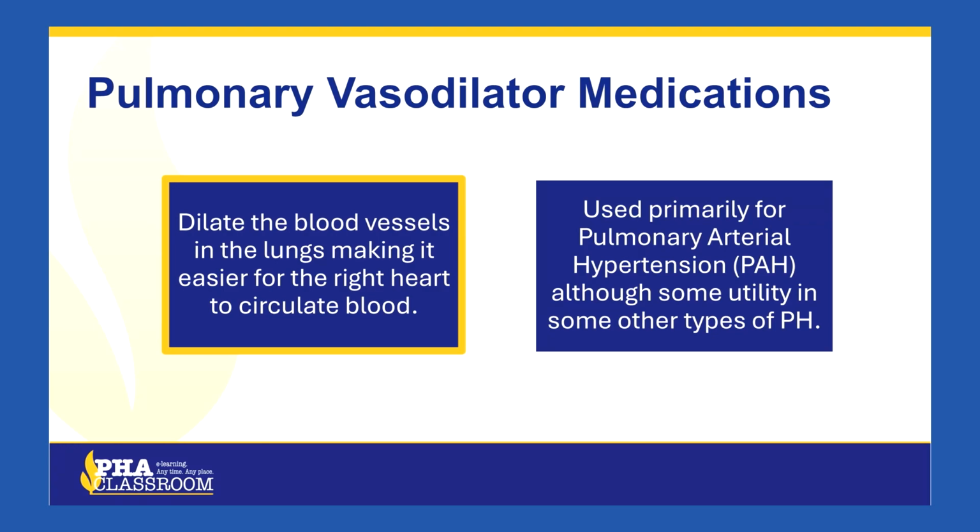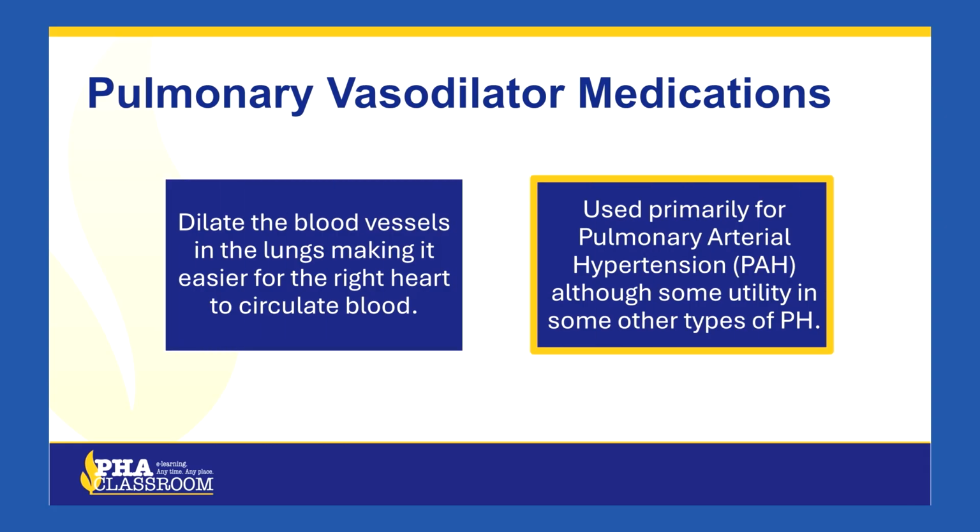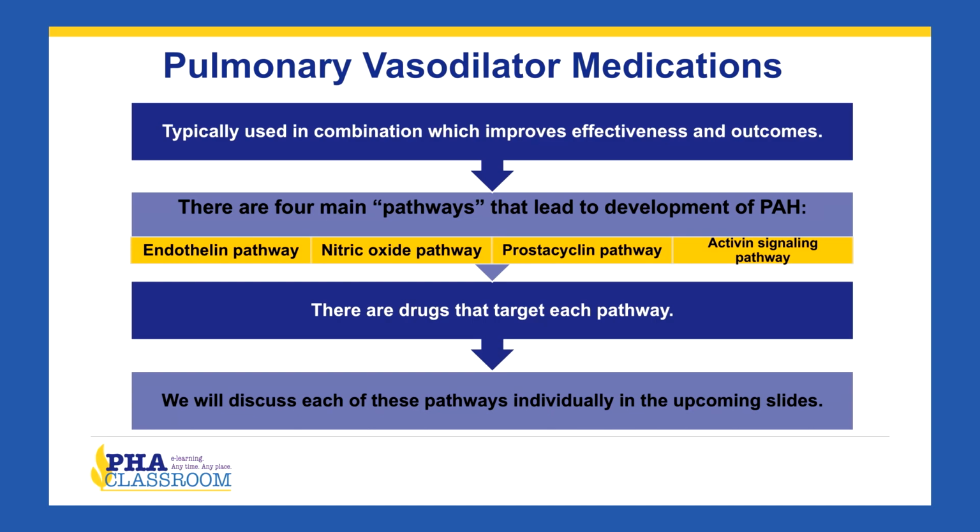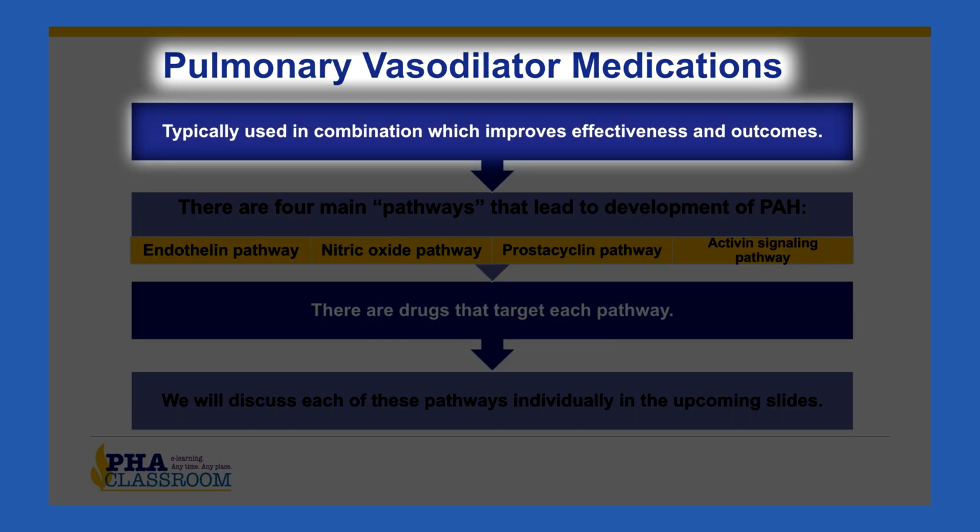These are medications that dilate the blood vessels in the lungs, which make it easier for the right heart to circulate blood. And again, these are used primarily in pulmonary arterial hypertension, although they can be used in patients with PH due to interstitial lung disease or chronic thromboembolic pulmonary hypertension in the correct cases. And so when we use pulmonary vasodilator medications, you can use a single medication, although oftentimes we use a combination of medications which affect different pathways that lead to the development of pulmonary arterial hypertension.